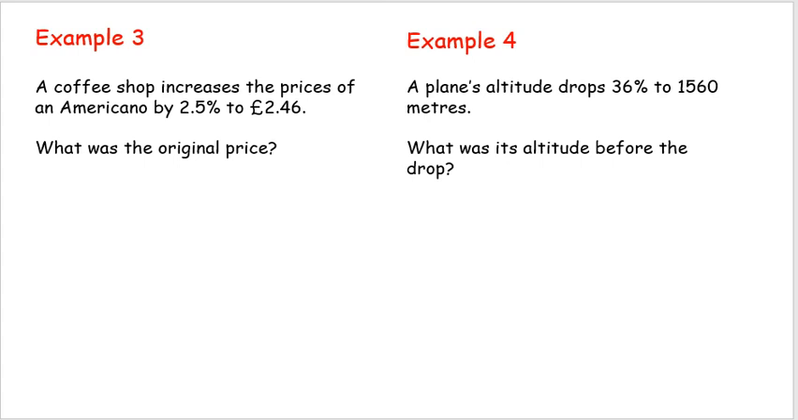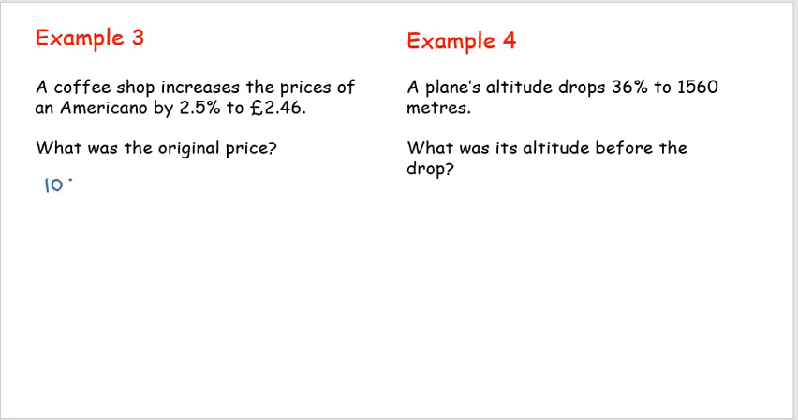Okay, so two more examples on backwards percentages. What I recommend you do is pause the video right now and have a wee go at the questions, and then resume it and see if you agree with my solution. So example 3. Right, a coffee shop has increased the prices of Americano by 2.5%. So after the 2.5% increase, the new amount is £2.46. So let's see if we can work out what the original price was.